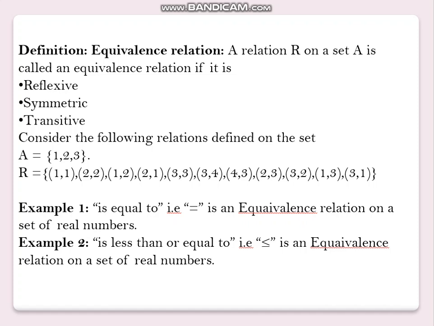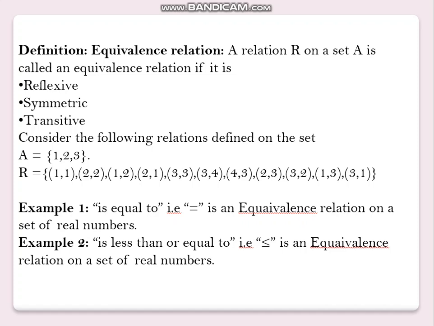So if you check 3 is related to 3 and then 3 is related to 4, we should have 3 related to 4, which is there. Then 4 is related to 3, and 3 is related to 2, so we can see that the (4,2) pair is not there. So this relation is not an equivalence relation. Now let us see the examples which are equivalence relations.